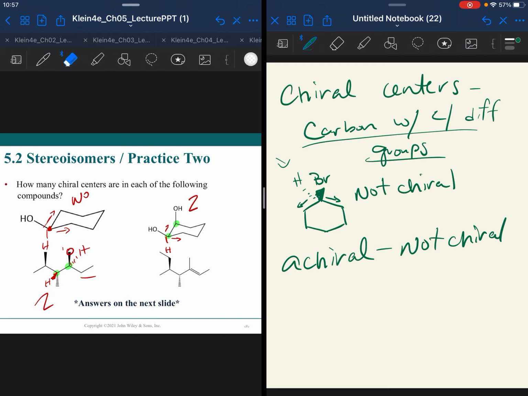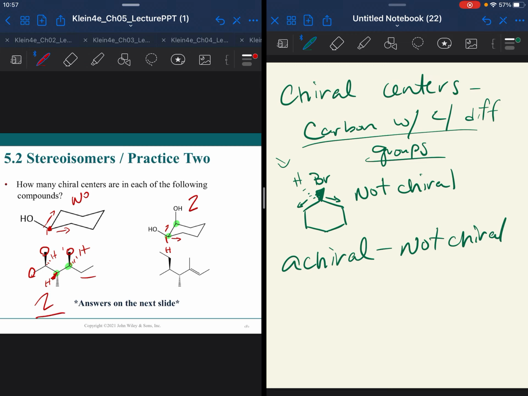You have, and let's get rid of this H here because it's confusing. There we go. You have a methyl group and a methyl group, a hydrogen, and then whatever the rest of that is. But there's two methyl groups. If these two are the same, then that can't be a chiral center. There has to be 4 different groups. So this one only has 2.